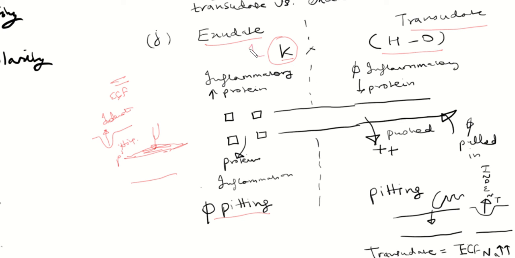So with the exudate, it's actually this K component that kicks in. With the transudate, it is the hydrostatic pressure and the oncotic pressure, one pushing it out, one pulling it in, that causes this kind of edema. So that's exudate versus transudate. Okay, pitting, non-pitting. That's how you can distinguish between them clinically.